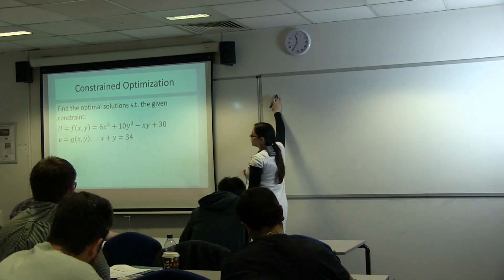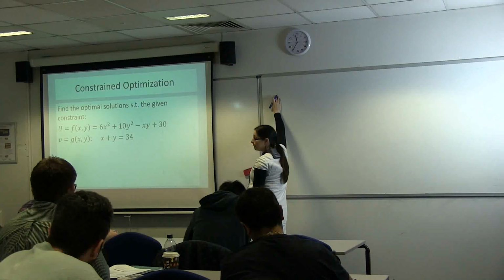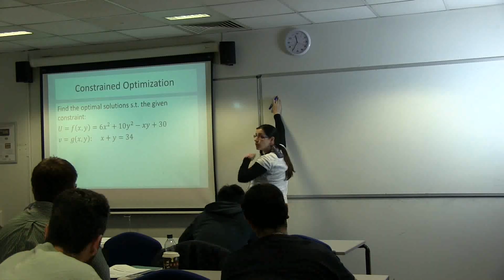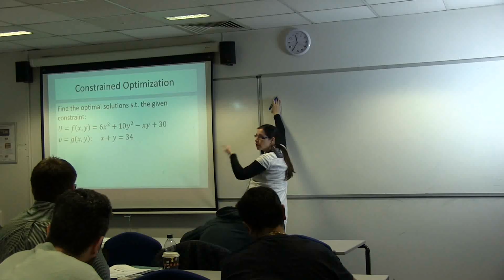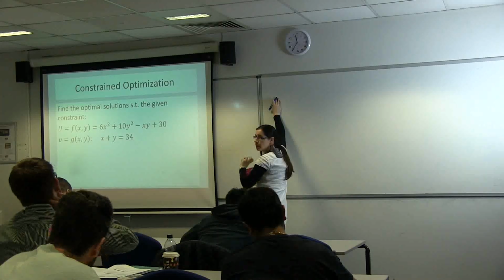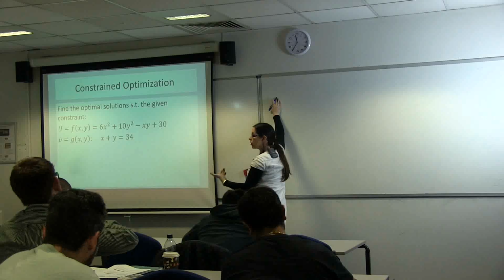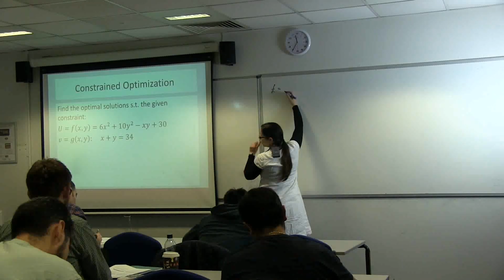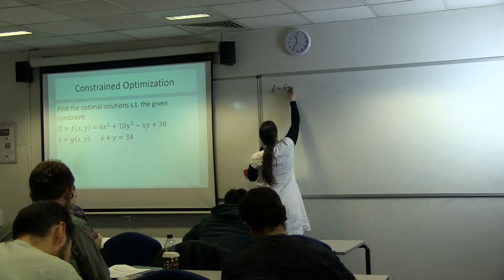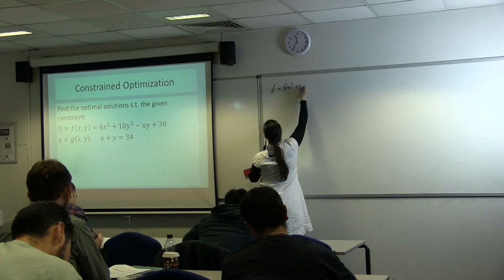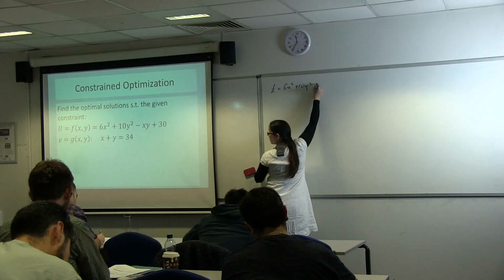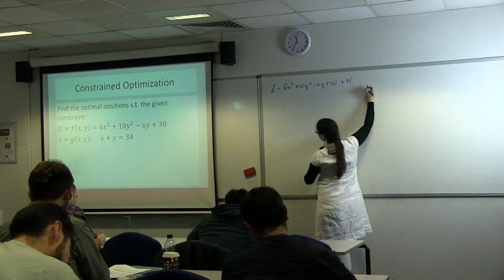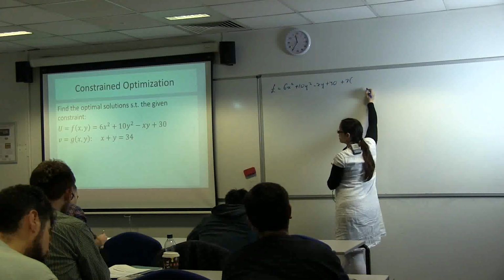So what is going to be the first step? First, you need to write out the Lagrangian. So it's not going straight into differentiation and setting up the first of the conditions. First, you have to establish the Lagrangian function. So the Lagrangian function is always the objective function 6x squared plus 10y squared minus xy plus 30 plus lambda times what's going to go into the bracket?